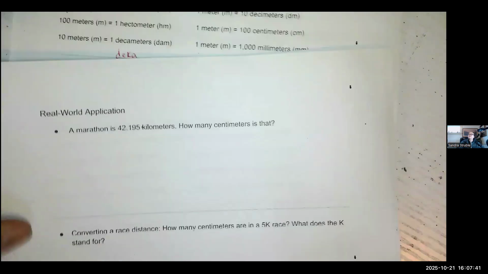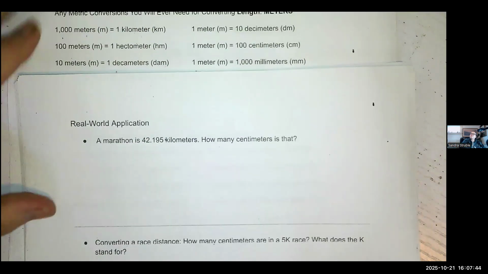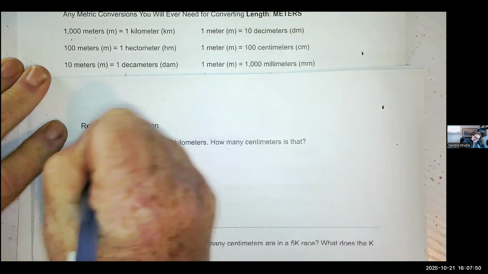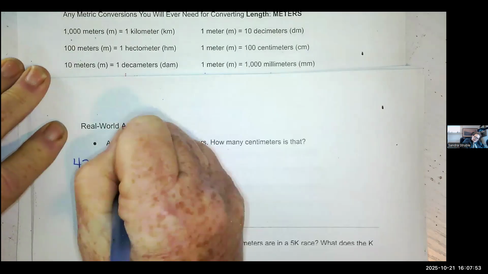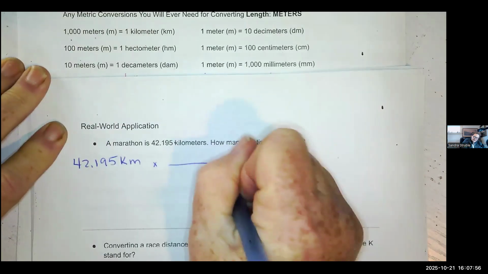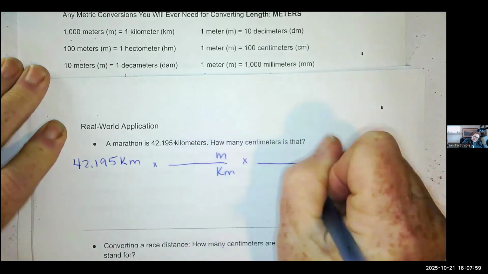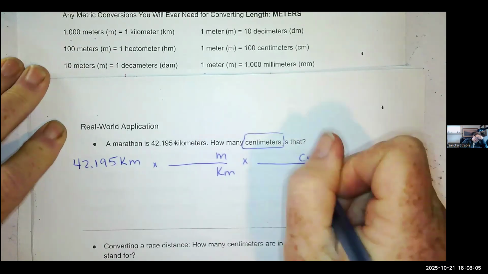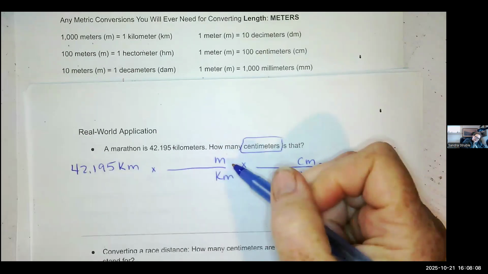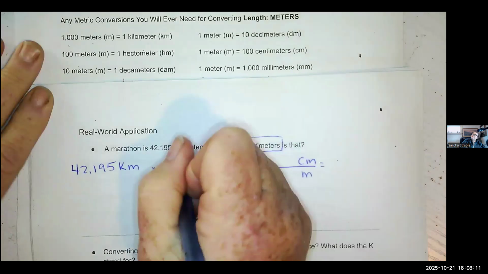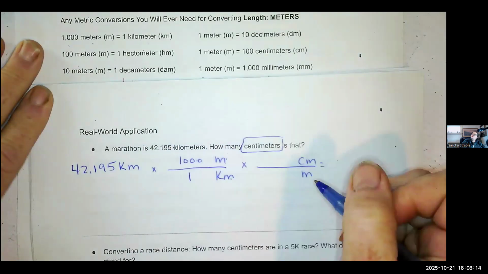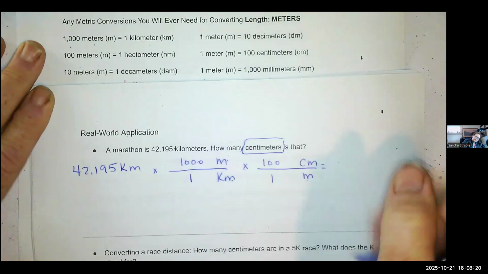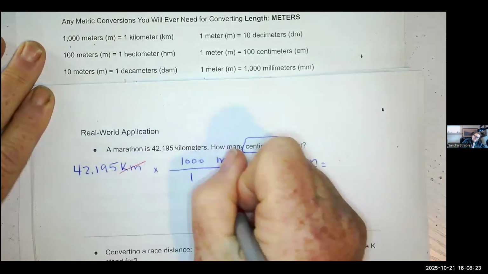Make sure you have these available to you when you're doing your homework. Start with what you're given, 42.195, and this is kilometers. We know we're going to have to get rid of our kilometers and go to our base, which is meters, and then get rid of our base and go to what they want. They want centimeters. What is the ratio or the conversion from meters to kilometers? Well, 1,000 meters is 1 kilometer. And then centimeters and meters, 100 centimeters is 1 meter. Only multiplying on this one. Kilometers are gone, meters are gone, left with centimeters.